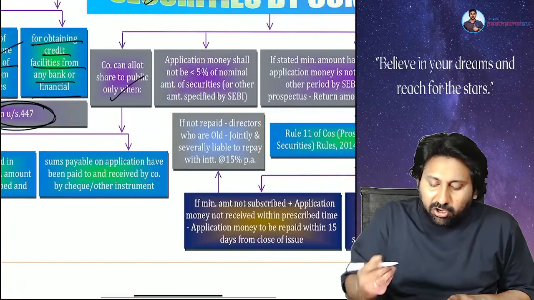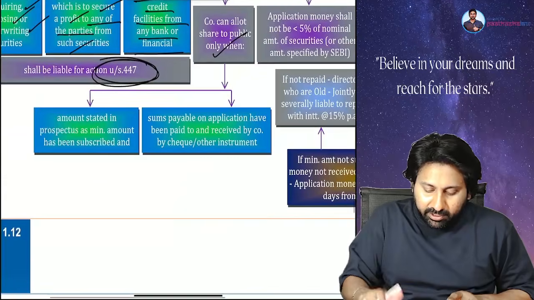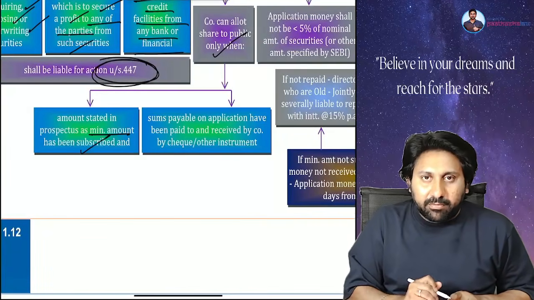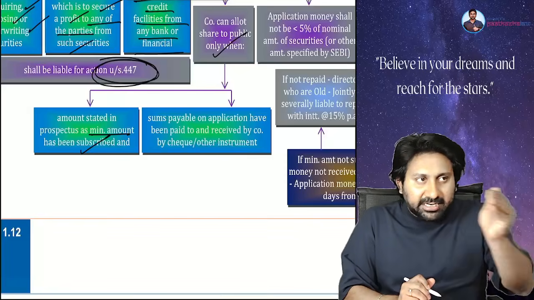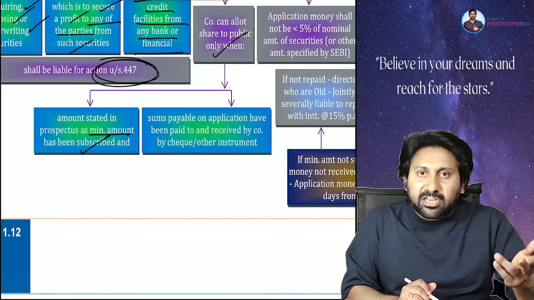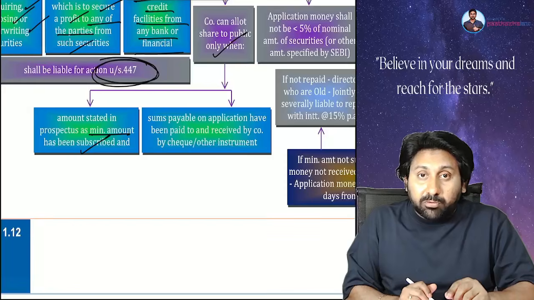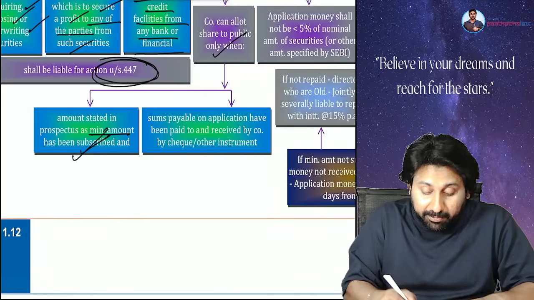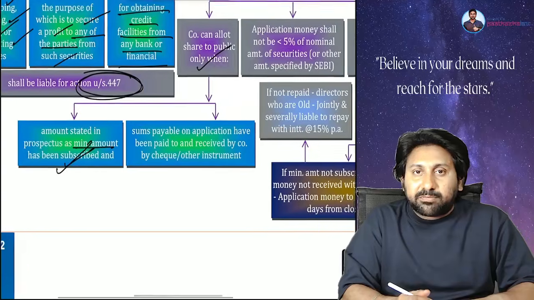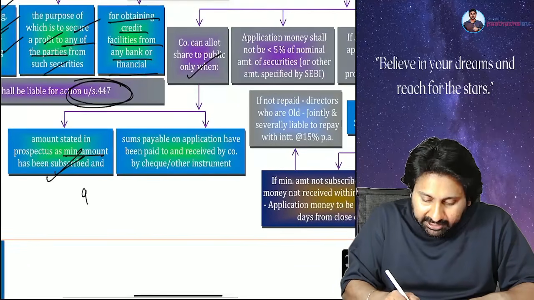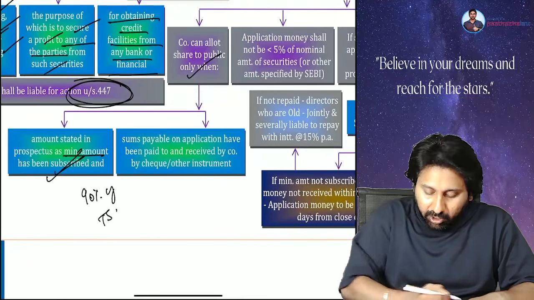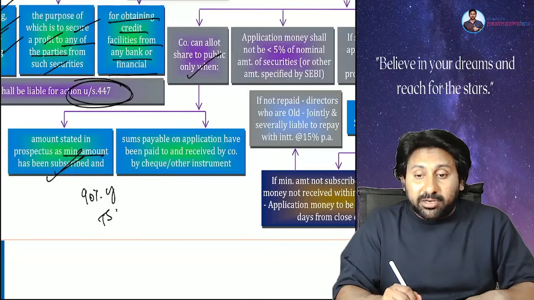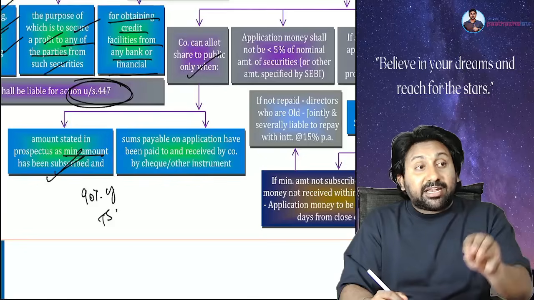A company can allot shares to the public only when the amount stated in the prospectus as a minimum amount has been subscribed. Means application money taken. Next stage, allotment. You cannot do the allotment unless the minimum subscription amount is received in the form of application money. How much is the minimum subscription? 90% of the total subscription. They need not pay. They should at least subscribe.